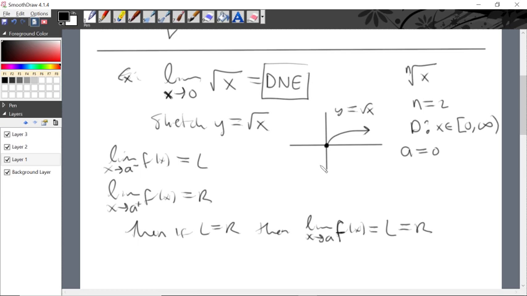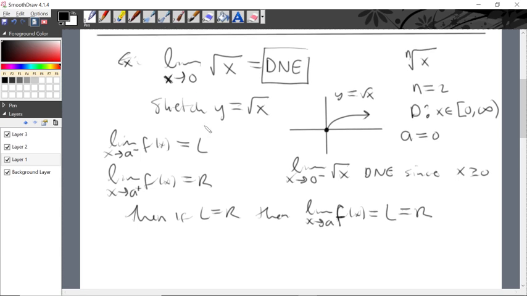Well, the limit from the left is the problem here. The limit as x goes to 0 from the left of the square root of x does not exist, since the domain of this function is that x itself has to be greater than or equal to 0. There's no way to choose a value that is less than 0 to plug in. And that's the kind of limit we're looking at here.